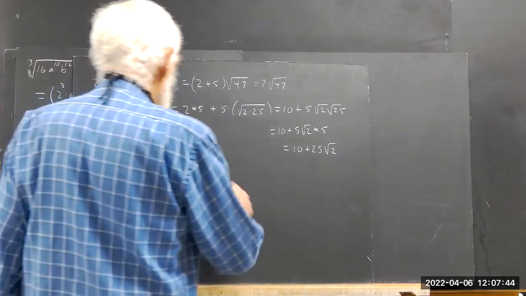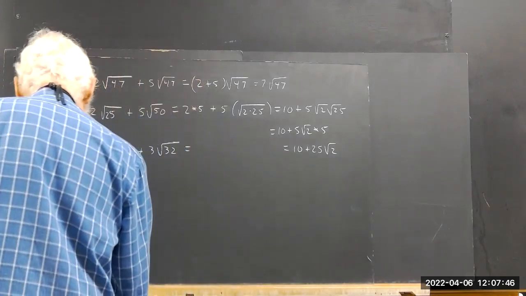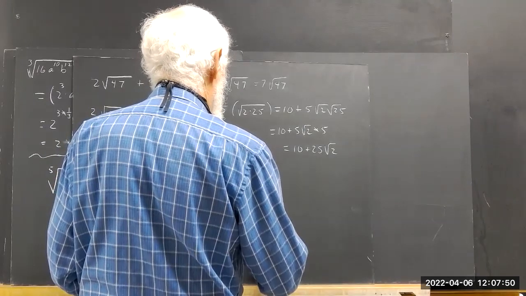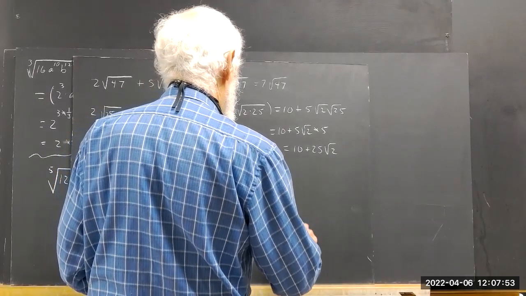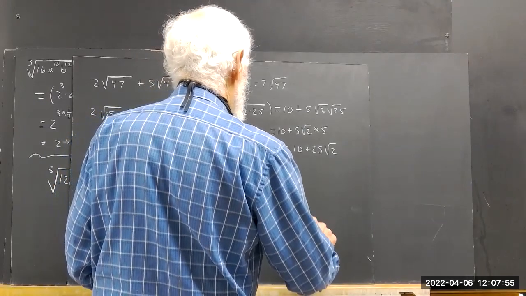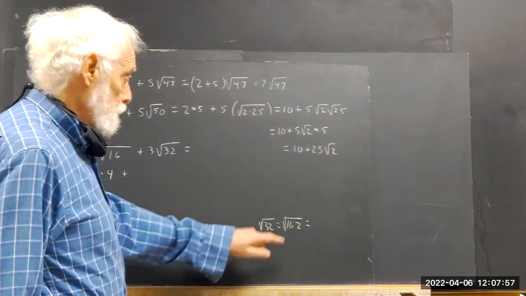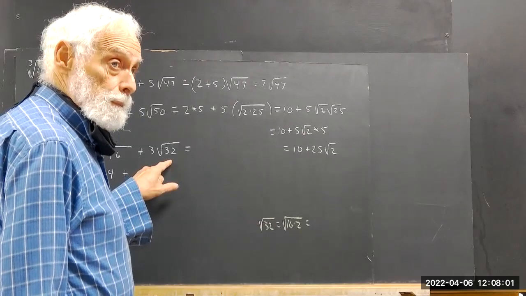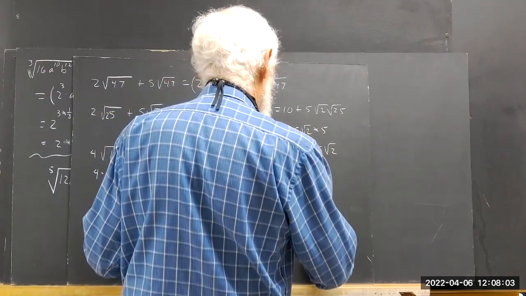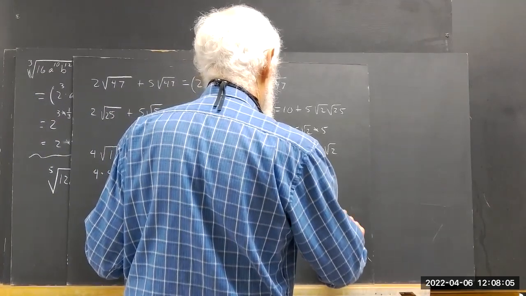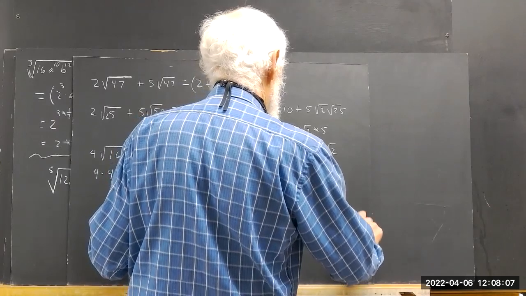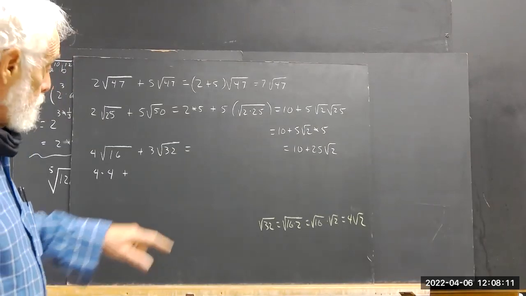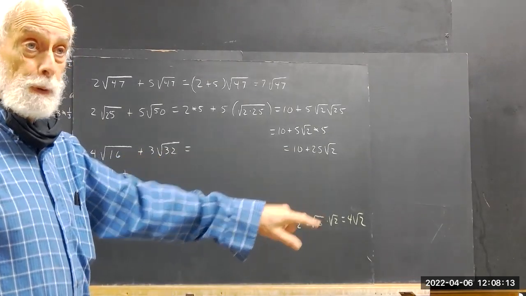So let's write that over to the side here a little bit. A couple of ways to do this. Square root of 32 is the square root of 16 times 2. 16 is the biggest square that'll go into 32. So that's the square root of 16 times the square root of 2, which is 4 times the square root of 2. So the square root of 32 is 4 times the square root of 2.